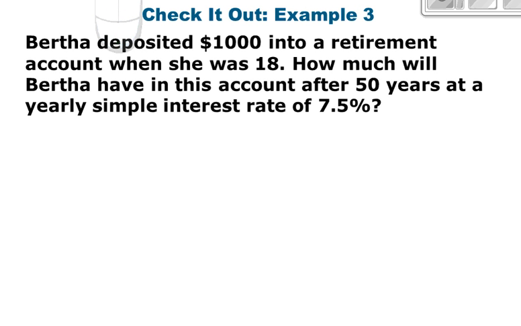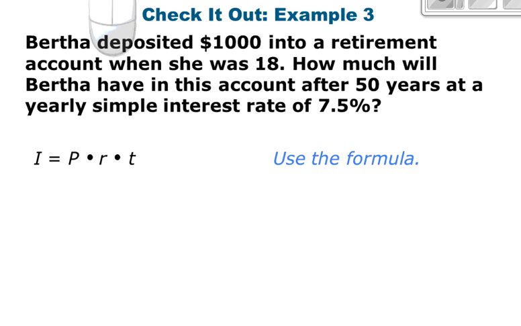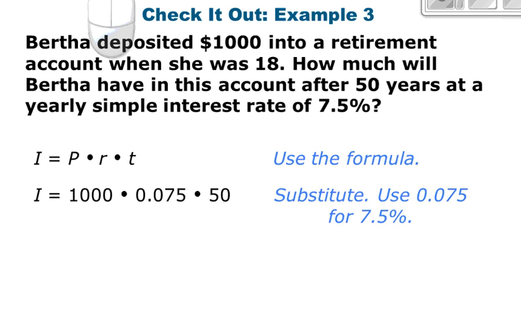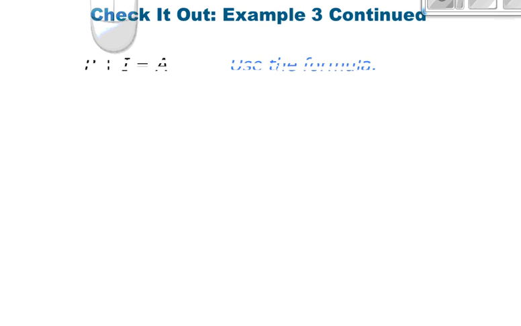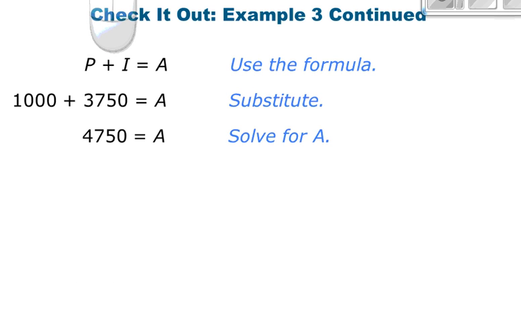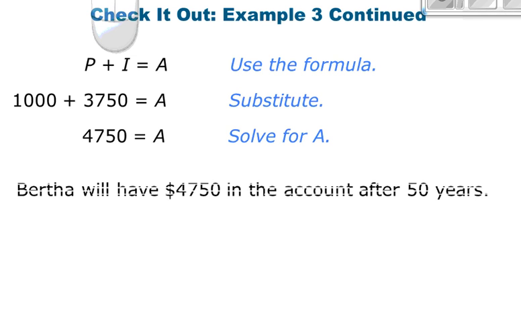Try this one on your own, just like the last one. All right, I've been given principal, time, and rate. So fill in all that. I get 3,750. Add that back to the original, 4,750.